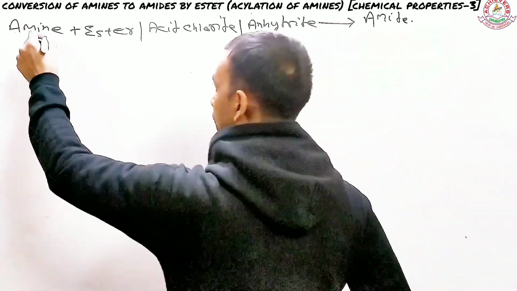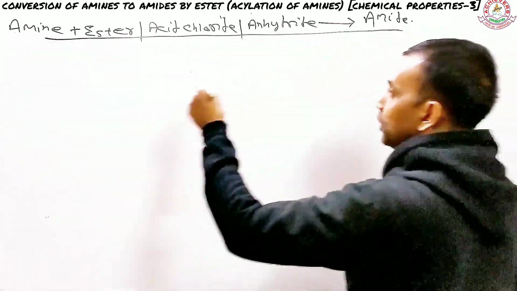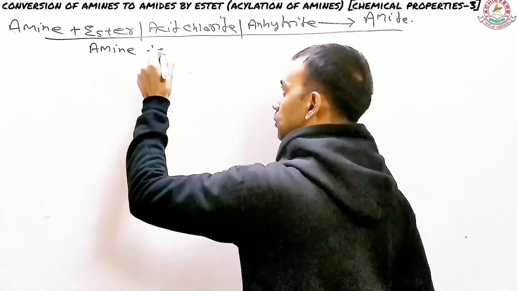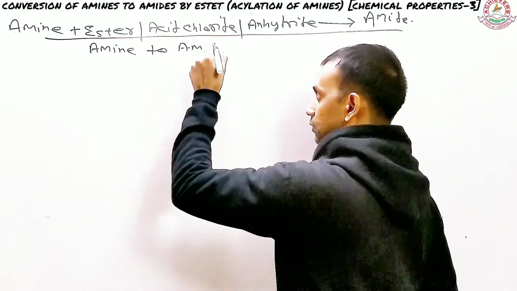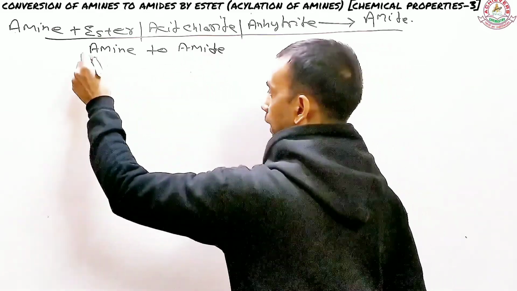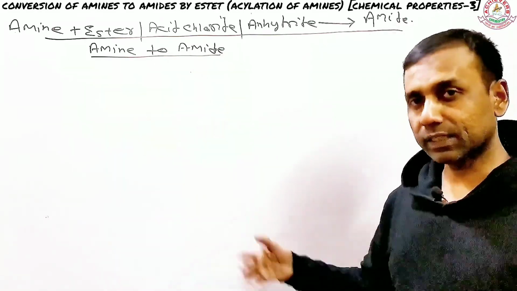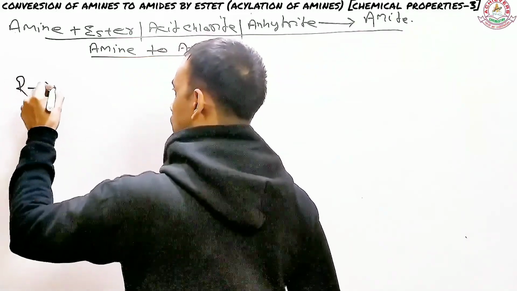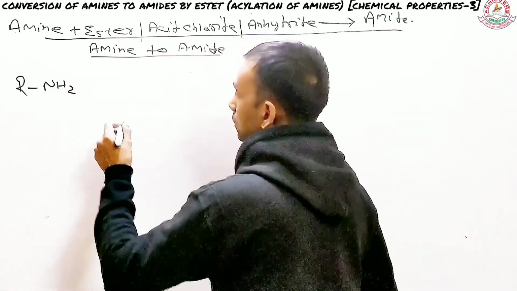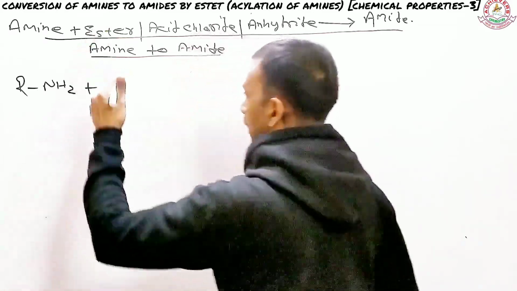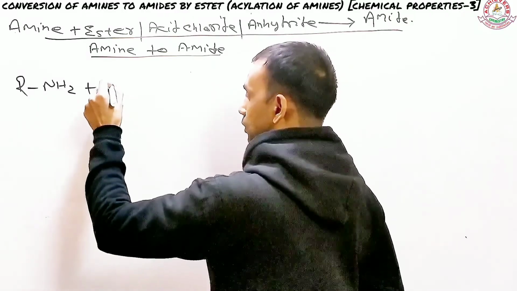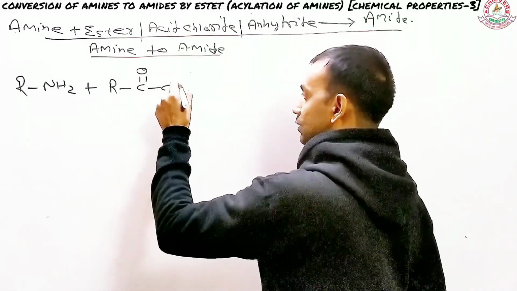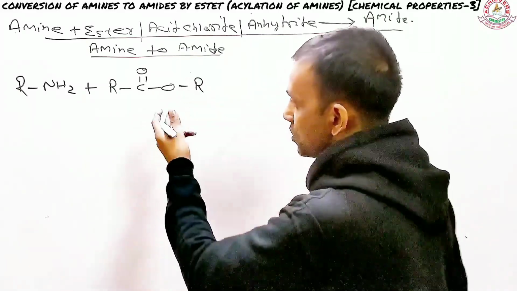So what are we doing exactly? We are doing a conversion, amine to amide. So this is what the topic is. Now let's get the equation and get it done. Suppose you have this general equation where I'm taking RNH2, and you react it with, suppose I am taking an ester here. The ester is going to be R, C double bond O, O, and this is going to be R, right? So this is your ester.